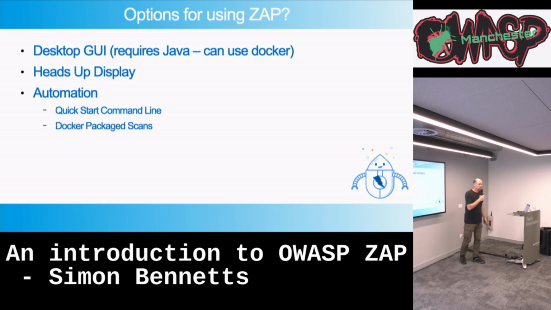So we also have Docker package scans, and these provide a set of common things we think people want to do. We have a baseline scan, and that does a 1-minute spider. You can do the Ajax spider as well. I'll explain those terms later. And then all it does is passive scanning. So we're not actually attacking anything.